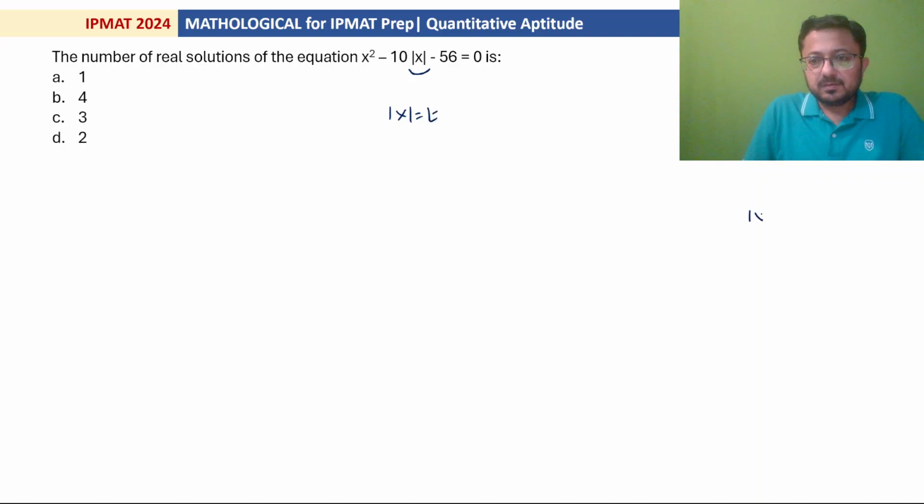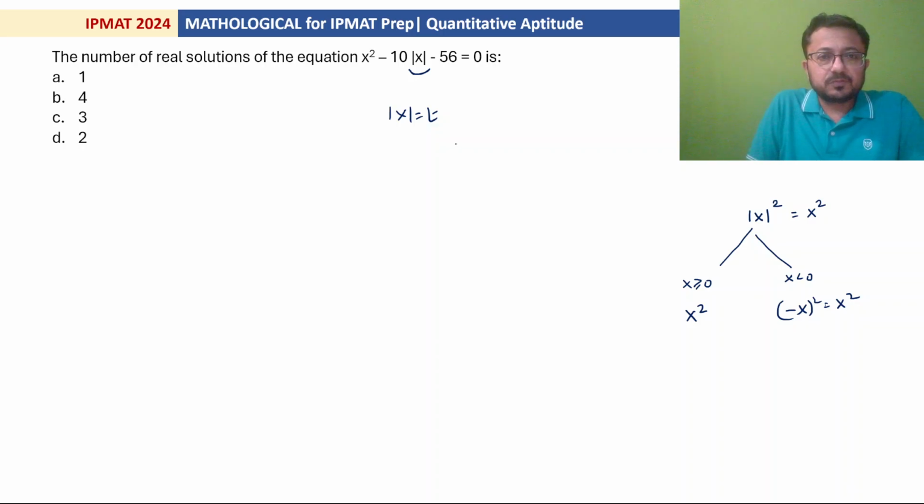So since mod of x is always positive, mod of x whole square will be the same as x square, because if x is positive or non-negative, mod of x will be x, so this will anyway be x square. If x is negative, then this will be minus x whole square, which is also x square only. So mod of x square is same as x square. So if mod of x is equal to t, then t square will be equal to x square.